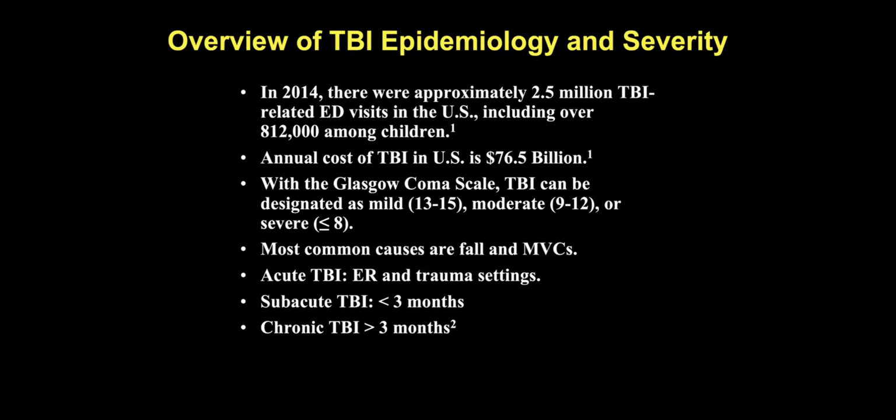Of course, the most common causes of TBI are falls and motor vehicle collisions. And of course, in the subacute to chronic TBI, we're often talking about less than or greater than 3 months out. So chronic TBI can be as early as 3 months out. It doesn't have to be years, although oftentimes when we see traumatic brain injury, it is on the order of years.